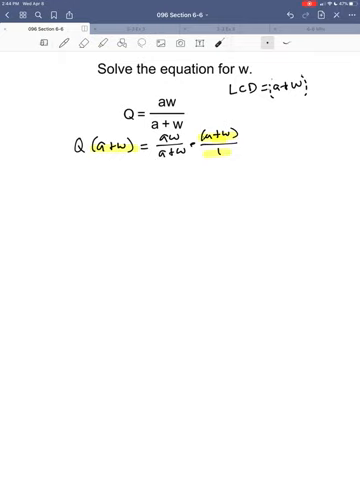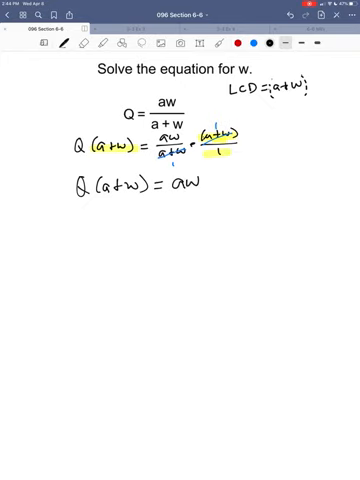So I've multiplied the left-hand side by A plus W, and I've multiplied the right-hand side by A plus W. The reason I did that here is that it gets rid of the fraction. A plus W goes into itself once and once. And so what I've got is Q times A plus W equals A times W.